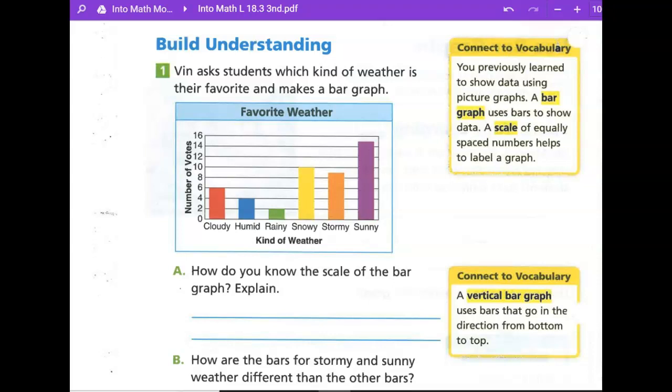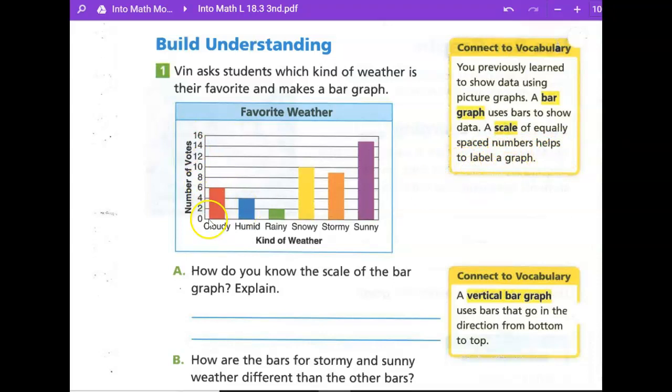Connect to vocabulary. You previously learned to show data using a picture graph. A bar graph uses bars to show data. A scale for equally spaced numbers helps to label on the graph. So over here is our scale, and that is kind of like each line stands for 2, each space between. It's kind of like our symbols in our picture graph. A scale is equally spaced numbers that help to label a graph.